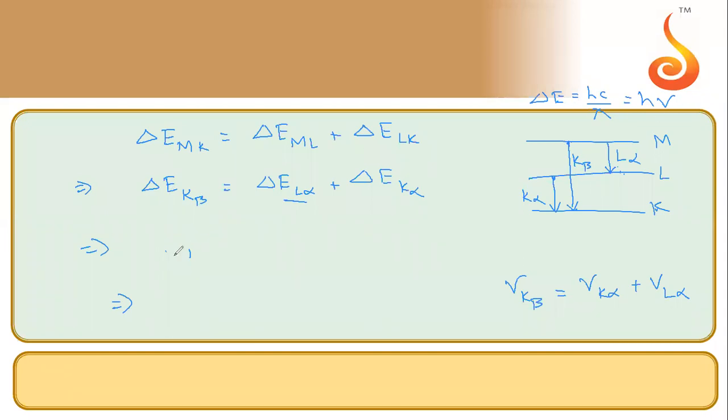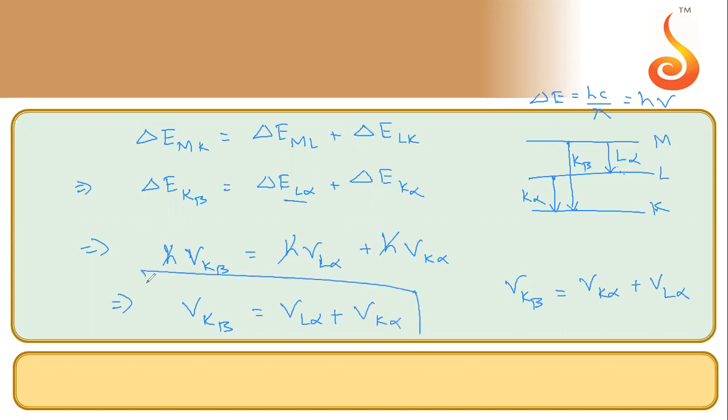Delta E is equal to h into nu. So h into frequency of K beta will be equal to h into frequency of L alpha plus h into frequency of K alpha. So we can cancel out h, and we'll get frequency of K beta equals frequency of L alpha plus frequency of K alpha. So that was what we were supposed to derive. Okay. Thank you.